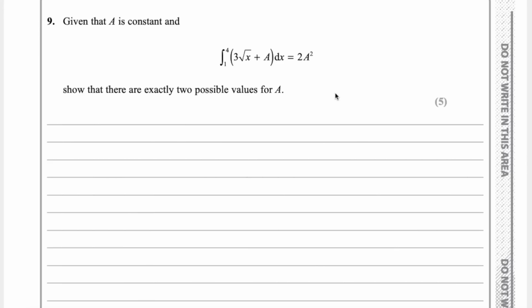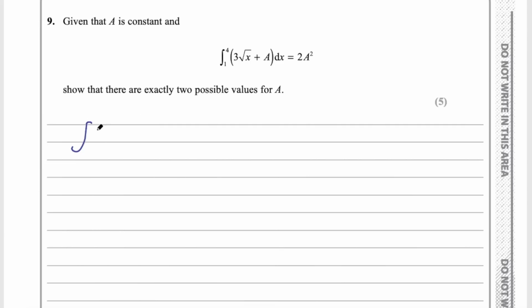Question 9 says, given that a is constant and the integral from 1 to 4 of 3 root x plus a dx equals 2a squared, show that there are exactly 2 possible values for a. Okay, so we need to work out this integral. Starting off, we'll firstly evaluate the left-hand side of this equation.